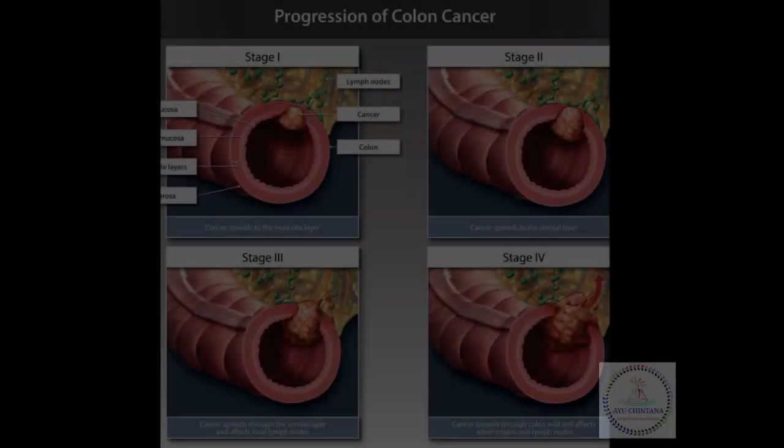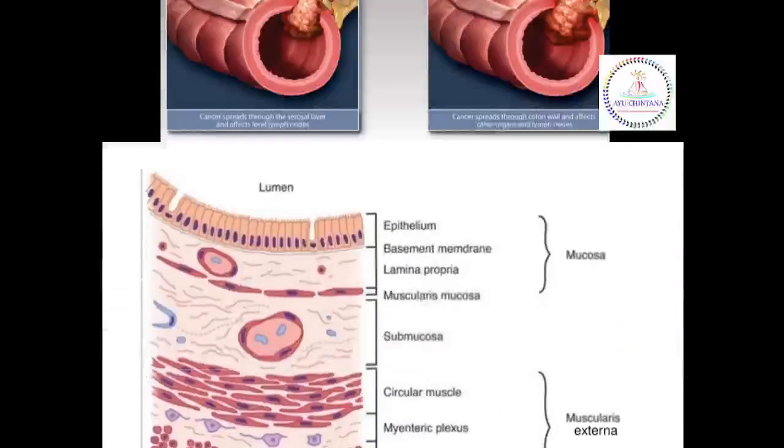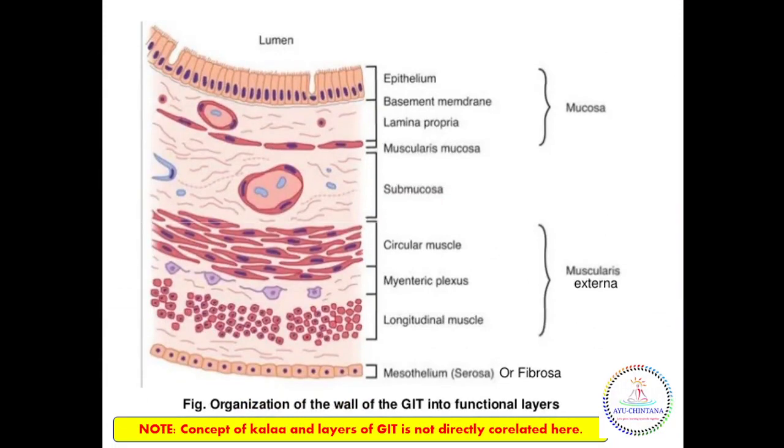Changes in stool and bowel habits tend to become more apparent as the intestinal passageway further narrows and the tumor starts to grow into deeper layers of the intestinal tissues, as is depicted in this picture. What are the deeper layers in the GIT then? There are 4 layers in the GIT: mucosa, submucosa, muscularis, and serosa or fibrosa.